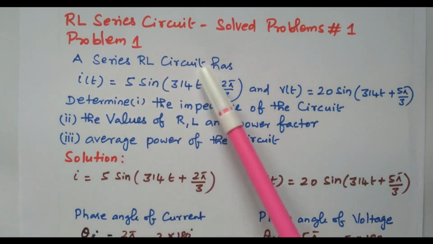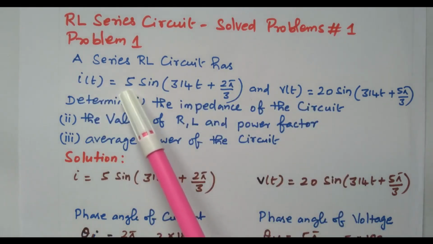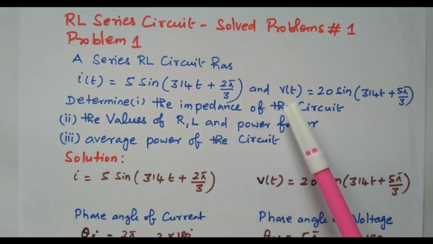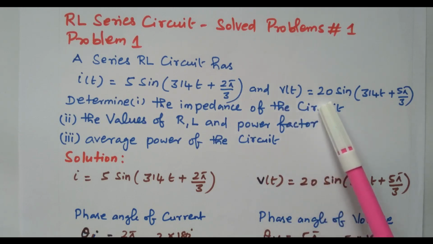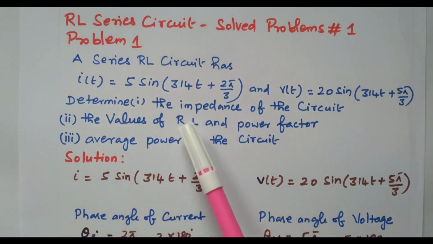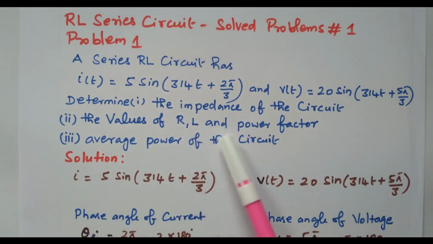A series RL circuit has the voltage and current equations given. I of t equal to 5 sine 314t plus 2 pi by 3. Similarly, voltage V of t equal to 20 sine 314t plus 5 pi by 3. Determine the impedance of the circuit, the value of R and L, the power factor, and then the average power of the circuit. So we need to find these parameters.